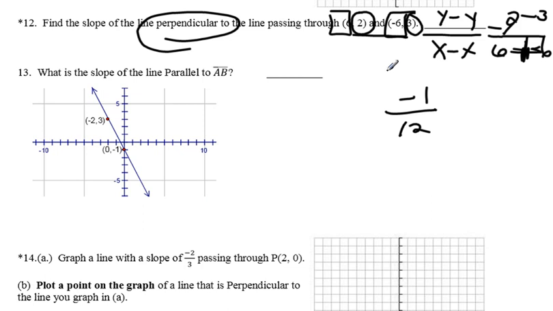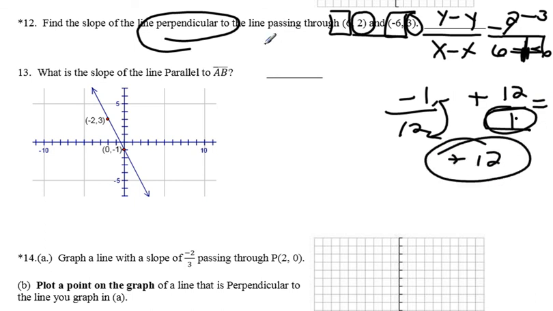To find its perpendicular slope, I take this and I make it the opposite sign. So the opposite of a negative is a positive. And then I find the reciprocal, which means I flip the 1 over 12 and I make it 12 over 1. And we don't write fractions with 1 in the denominator, we just write it as 12. So I have a positive 12 slope perpendicular to my negative 1 over 12.